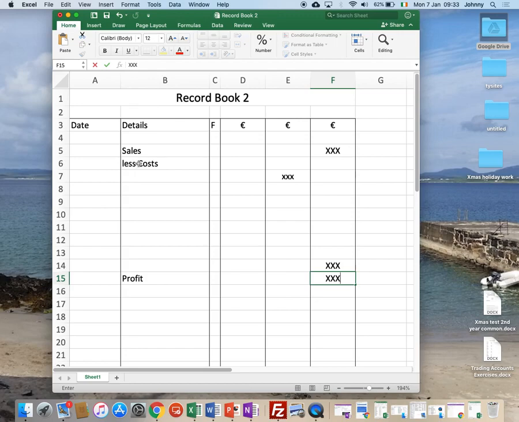Okay, so I'm going to underline the word cost here because I have to do some calculations. Just leave it there. It's fine.